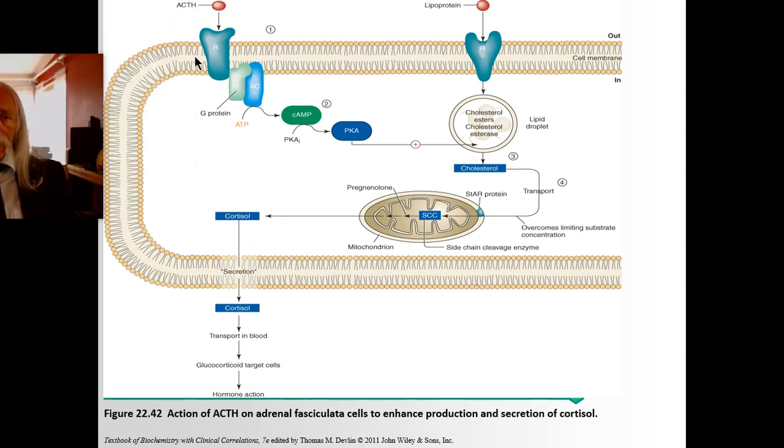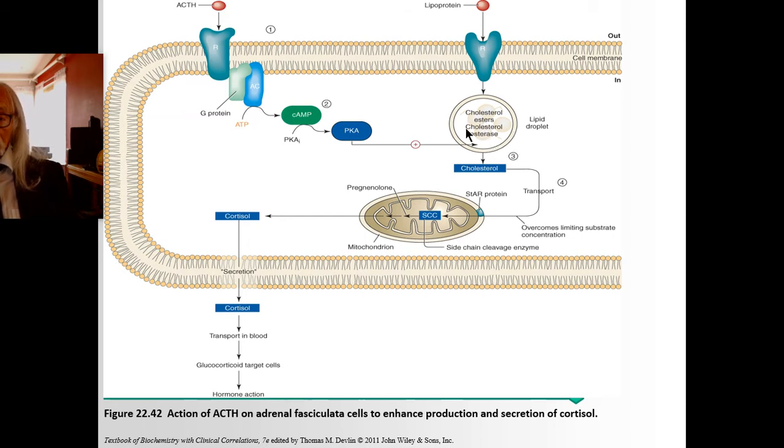So here's ACTH binding to its receptor, working through a G protein, making cyclic AMP, activating protein kinase A. Here's the lipoprotein carrying the cholesterol through. Right? We just saw, so this is like a more definitive type slide. This is the action of ACTH, remember that's the adrenocorticotropic hormone, on adrenal fasciculata cells to enhance the production and secretion of cortisol ultimately. So this is like a fine-tuning of what you just saw. So you need the lipoprotein to bring in cholesterol. They arrive as cholesterol esters, they're stored as cholesterol esters.